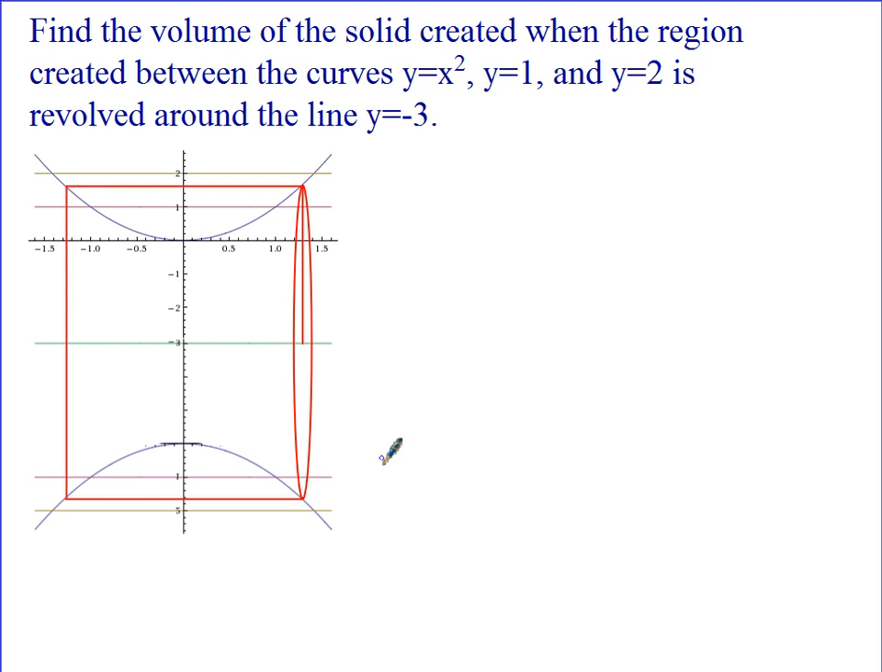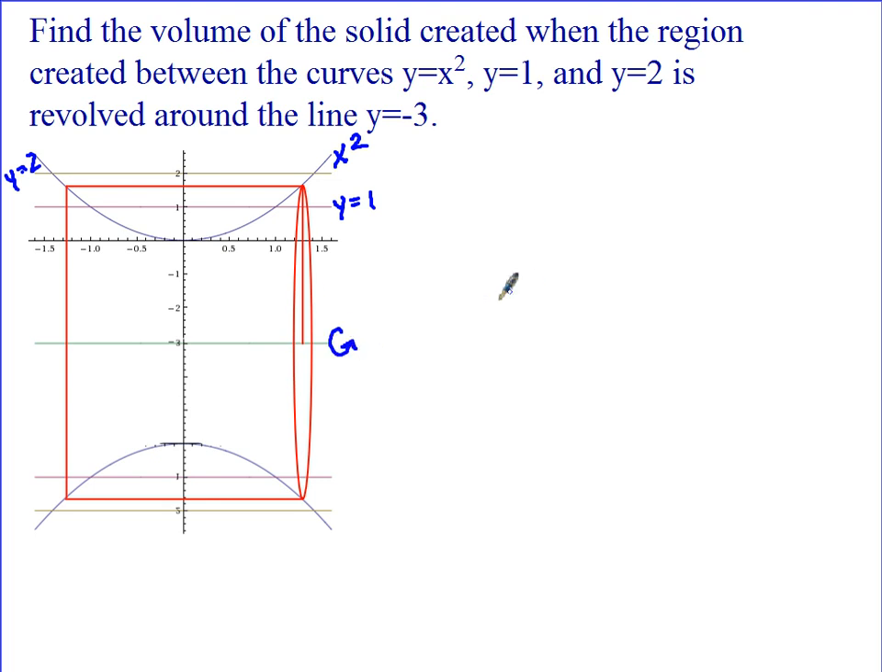Okay. So, the last piece of this, we're going to try revolving around something in the other direction. So, find the volume of the solid created when the region created between the curves y equals x squared, which is this guy right here, y equals 1, and y equals 2, is revolved around the line y equals negative 3, which is, you can see it right here. Okay? So now we're going in the opposite direction.